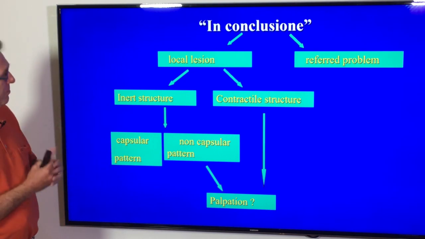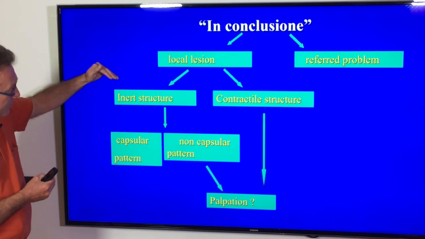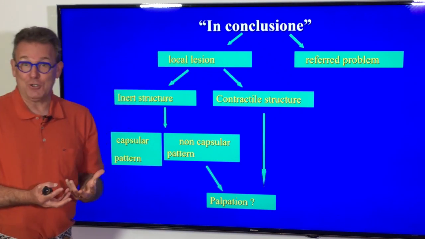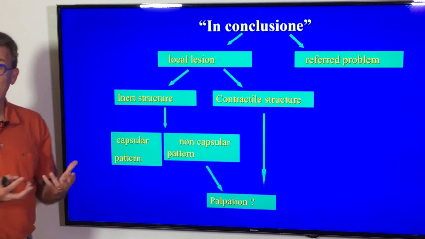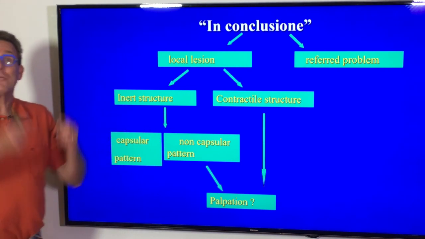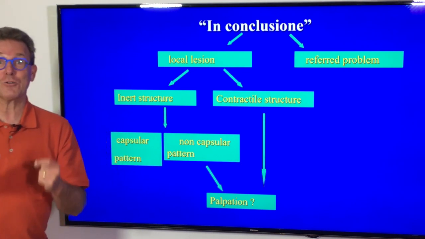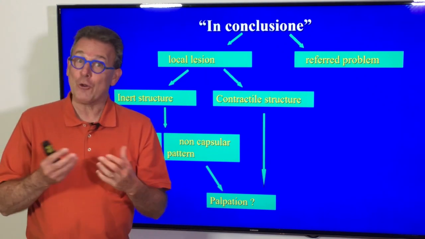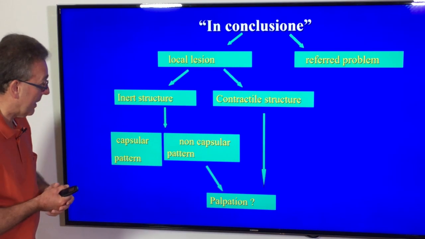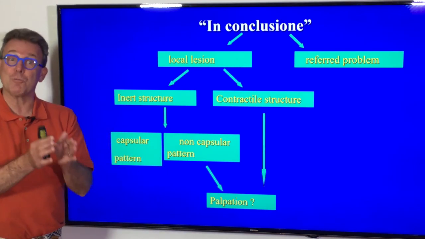And once we have a local lesion, then you ask yourself the question, what did we see? A lesion of an inert structure and/or a contractile lesion? And if there is a lesion of an inert structure, then you have to ask yourself, okay, capsular pattern or non-capsular pattern? And remember, the interpretation of a capsular pattern means arthrosis, arthritis. A non-capsular pattern is something else, for instance, a bursitis.